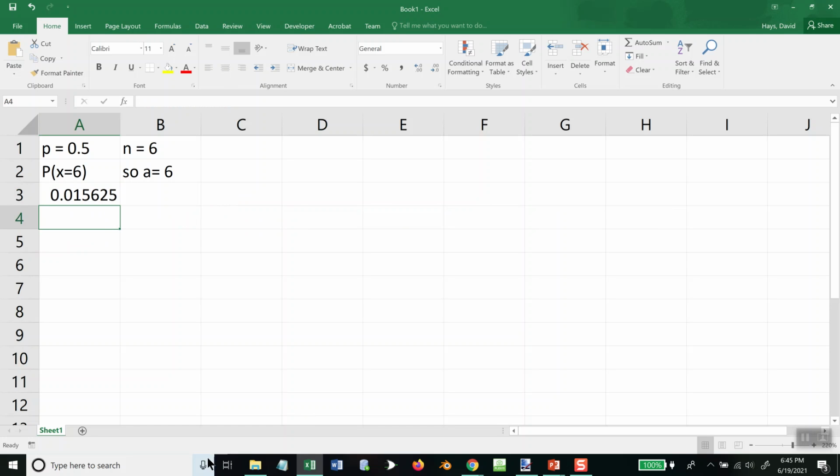Change it to a percent by moving the decimal point 2 places to the right. So we'll round to 1 decimal place, and we'll have 1.6%.